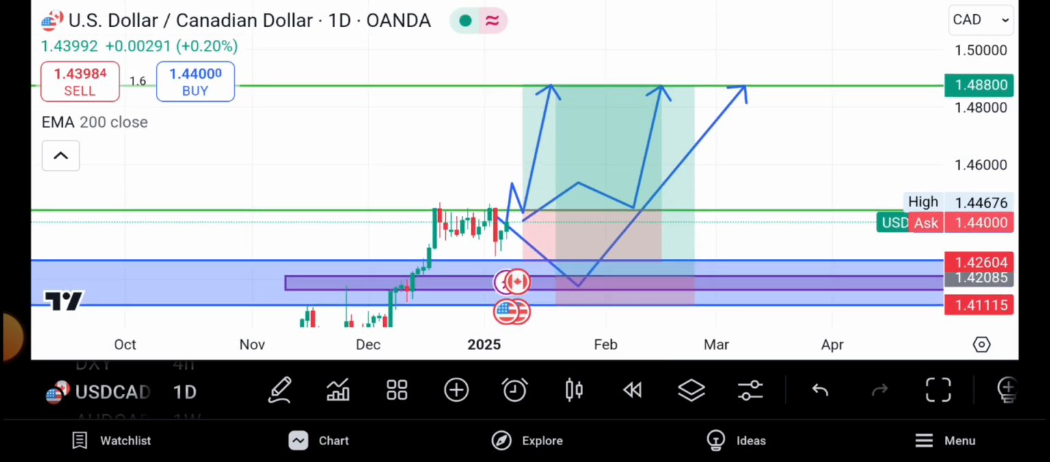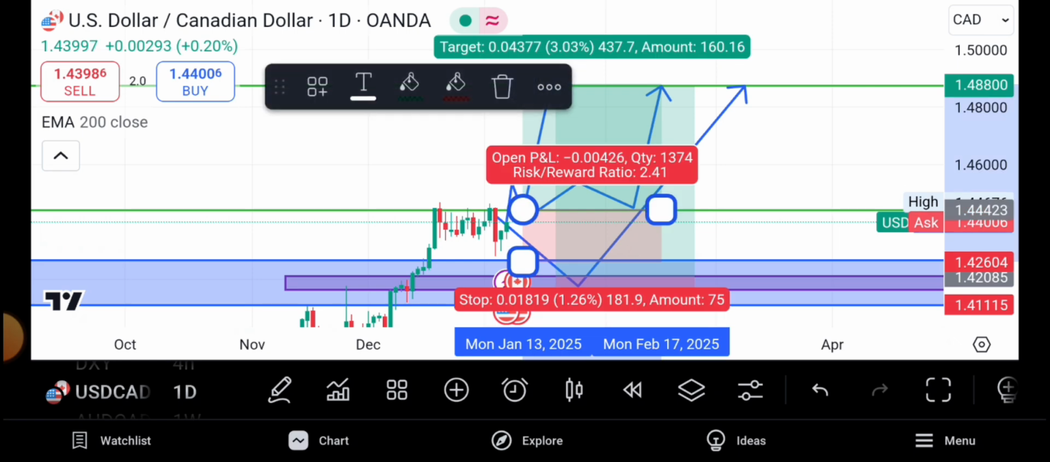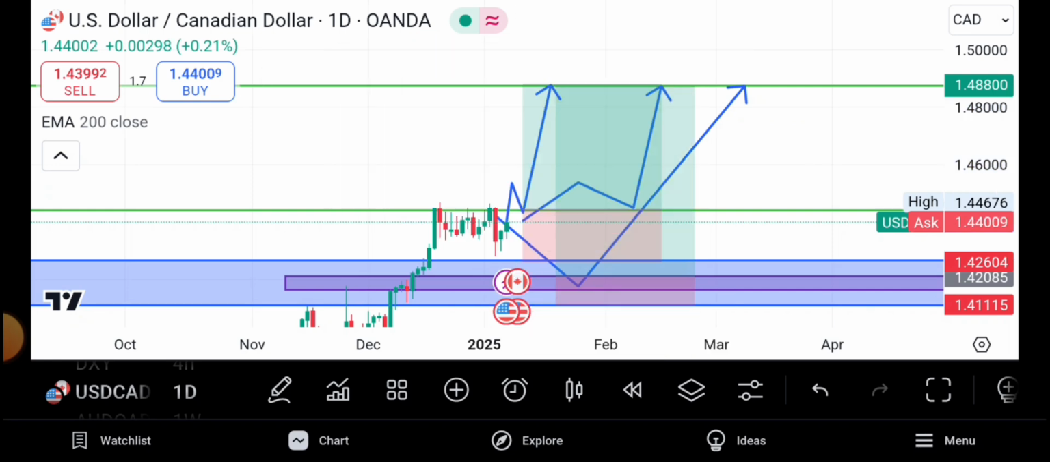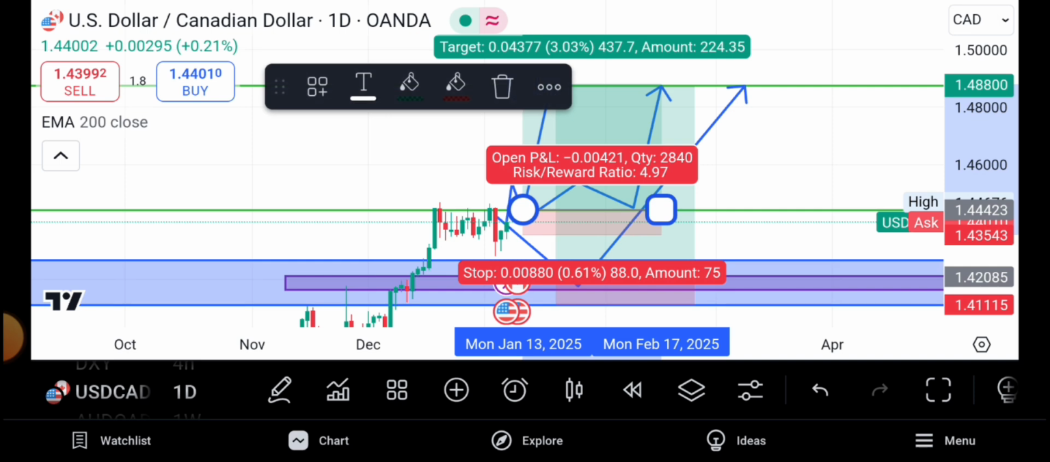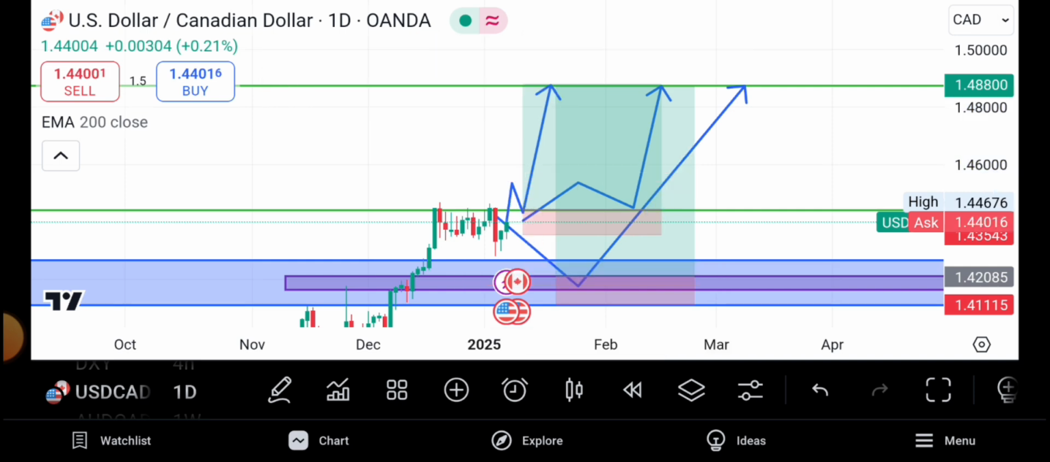So either way, we are going to target around 437 pips against 181. But remember, our stop loss will be somewhere there. Are we together? So that is what I'm looking for in USDCAD. That is plan A and plan B.